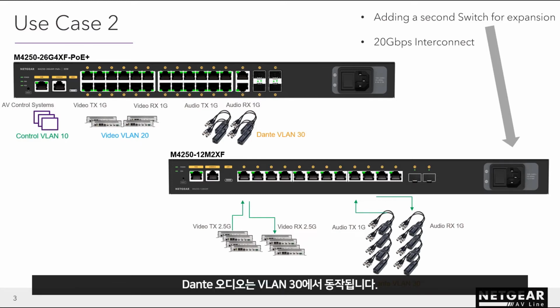Now that our first switch is up and running with control in the VLAN 10, video in VLAN 20, and audio Dante in VLAN 30, we want to expand this installation. For the second use case, let's add a second switch underneath with new video encode decode units and new audio Dante units. Same VLANs, same colors.